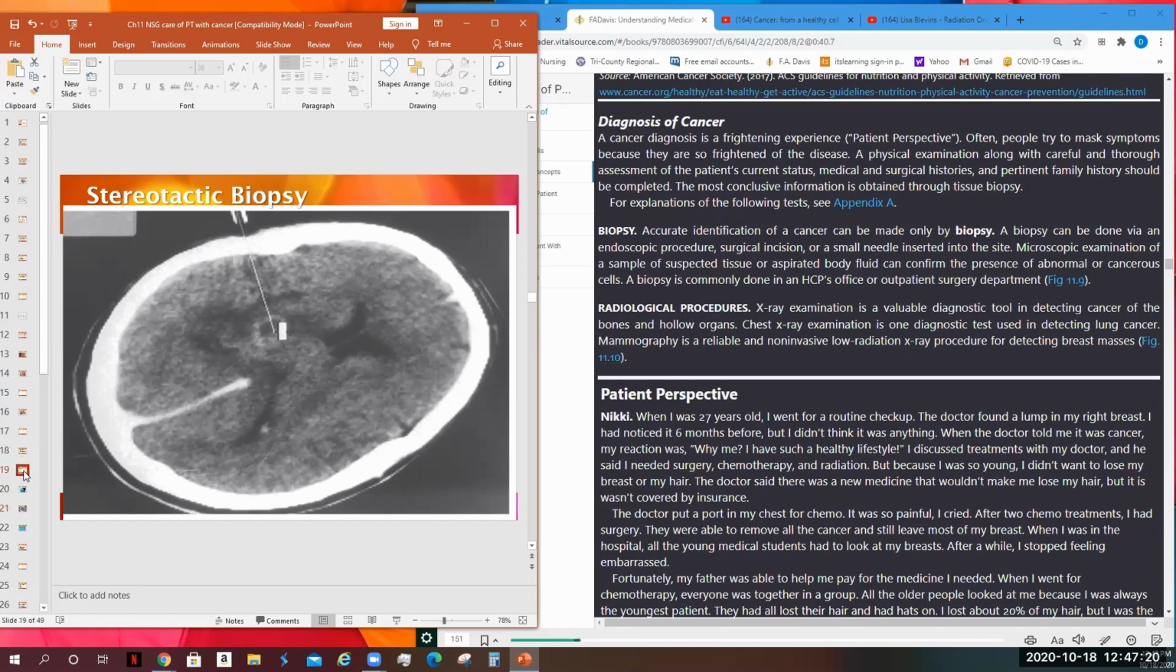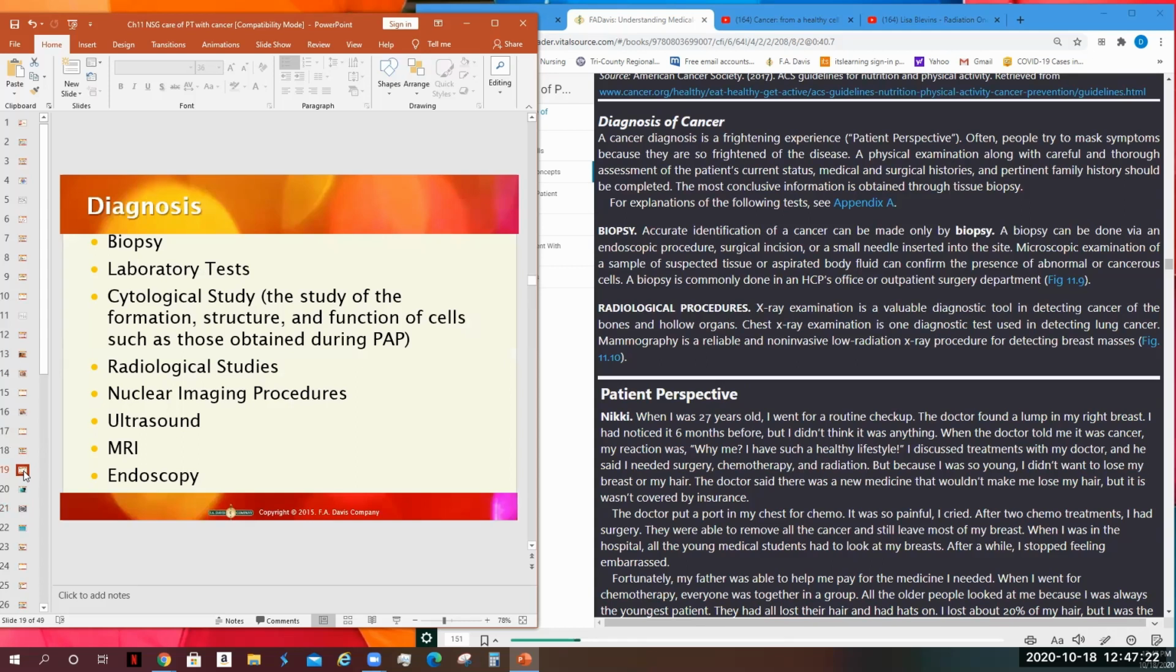Diagnosis of cancer. A cancer diagnosis is a frightening experience. Often, people try to mask symptoms because they are so frightened of the disease. A physical examination, along with careful and thorough assessment of the patient's current status, medical and surgical histories, and pertinent family history should be completed.